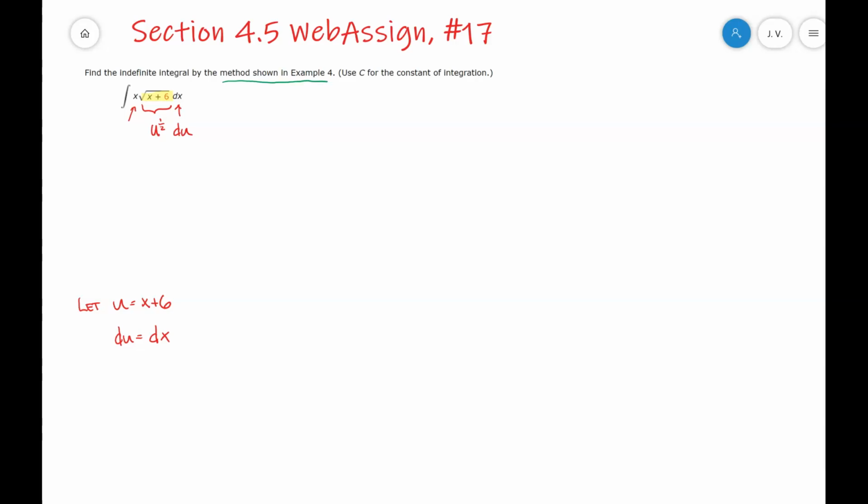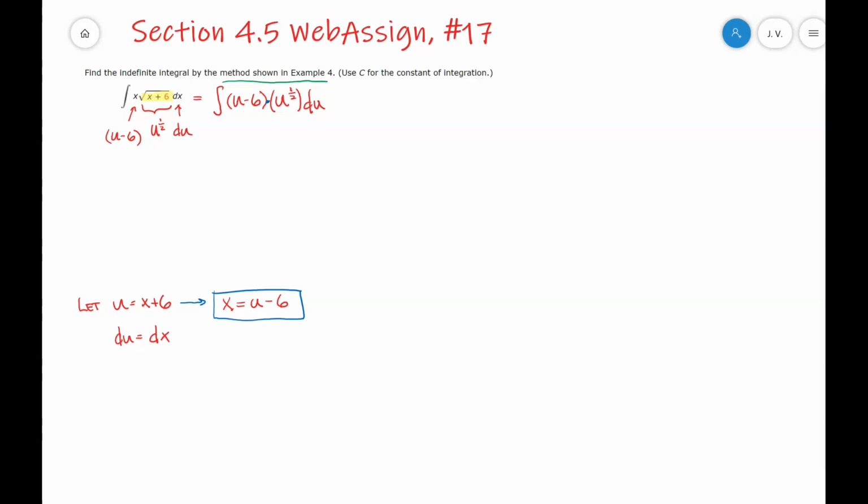So what I need to do is a little bit of transformation of my u substitution. If I subtract 6 from both sides, I get that x equals u minus 6. And that is going to be what I substitute into this expression to get rid of x. So let's rewrite this in terms of u. I need to take the antiderivative of the quantity u minus 6 times the quantity u to the 1/2 du.